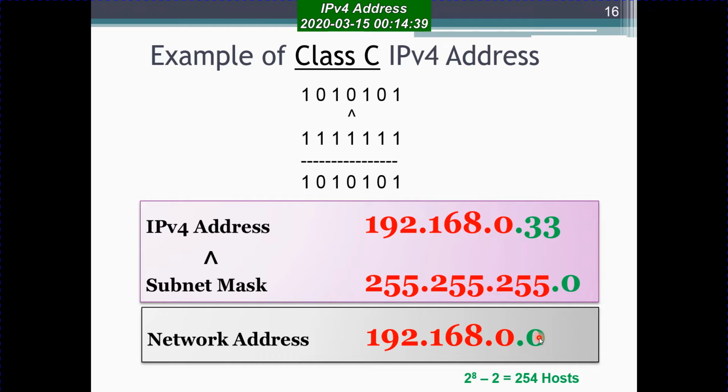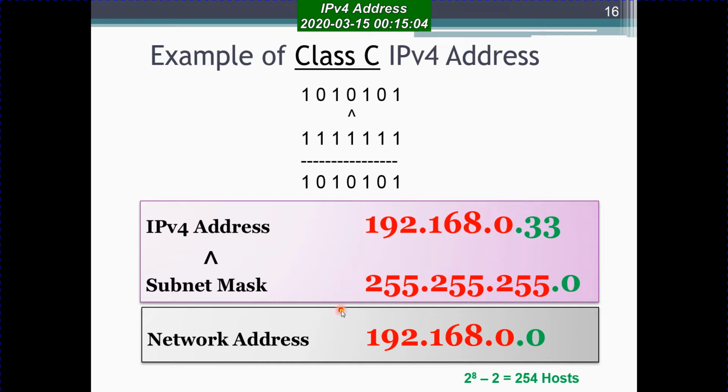The combination with all zeros is reserved for the network address, and the combination with all ones is reserved for broadcast. So we compute 2 to the power 8 minus 2, and we generate this value here. This is the result, 254 hosts, which means that each class C network can host up to 254 different devices: computers, servers, printers, etc.